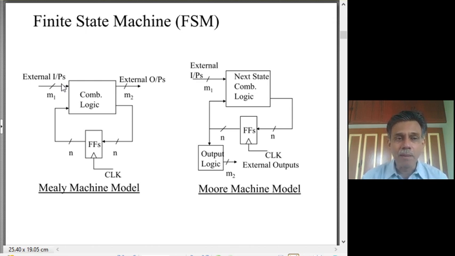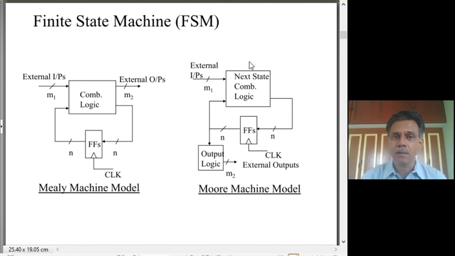Whereas the dependence of the external output on the present input and the state can be observed in two different manners. This is one manner, in which the external outputs are dependent upon the present input as well as the present state. The other way is that the output is purely a function of the current state.